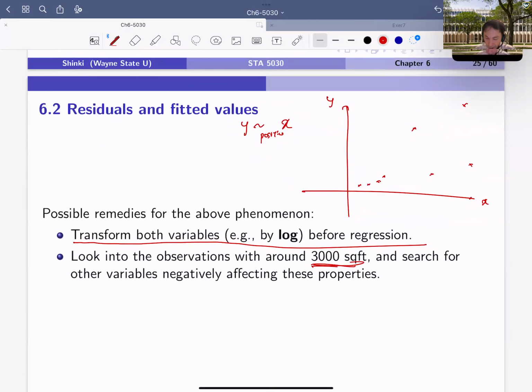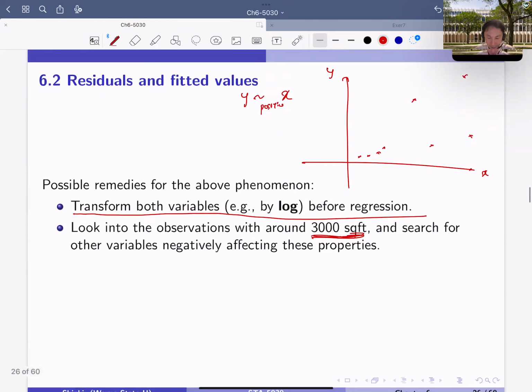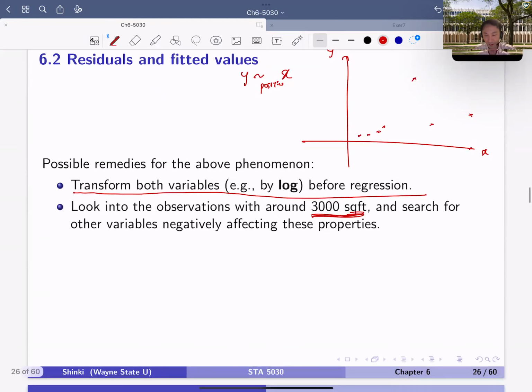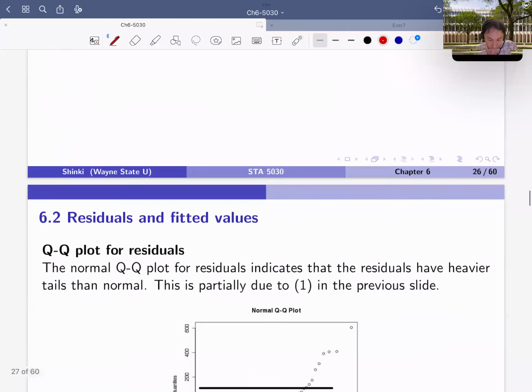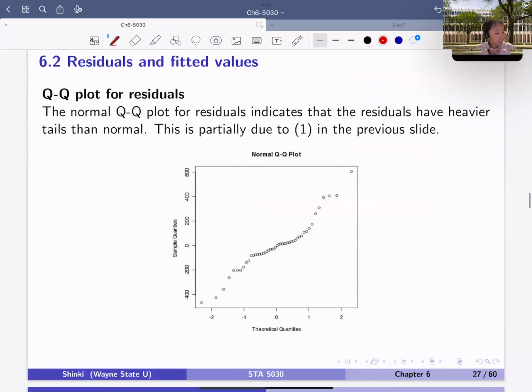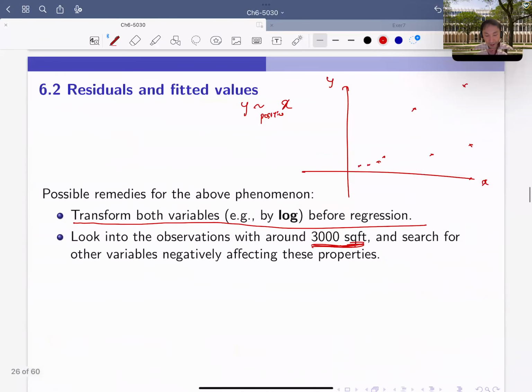And around 3000, we have many negative errors. So maybe some special reasons. So we have to look into observations with around 3000. And yeah, maybe we have to separate the data set into two groups, or we have to do some more additional statistical method. So that is how to interpret residuals and how to see if the residuals are independent.